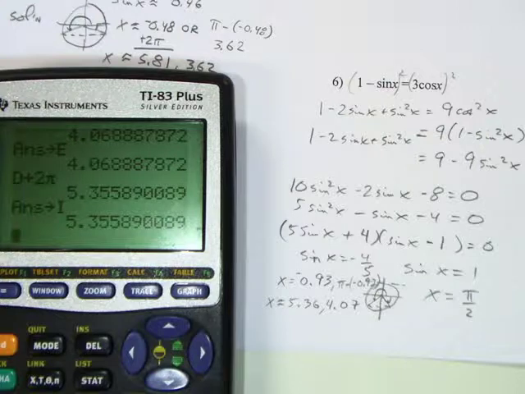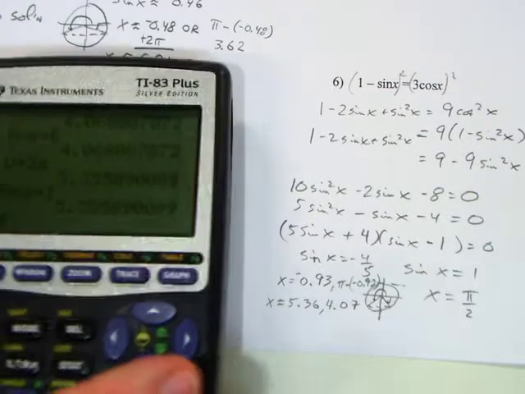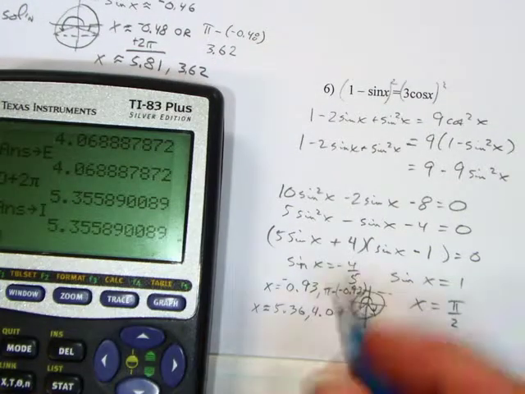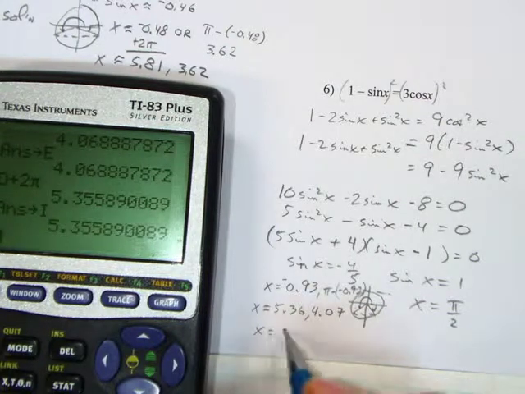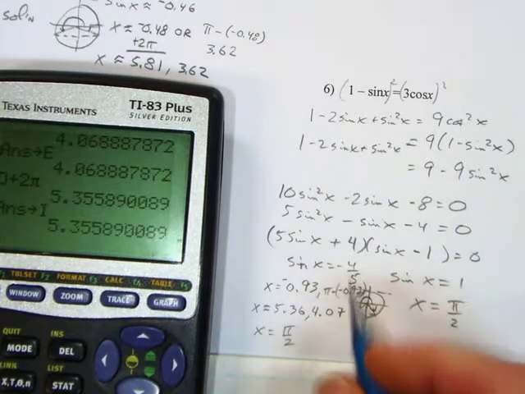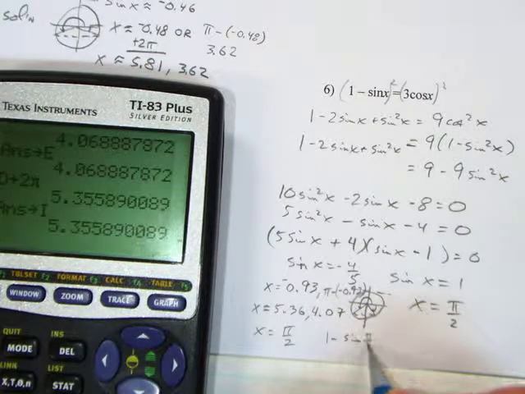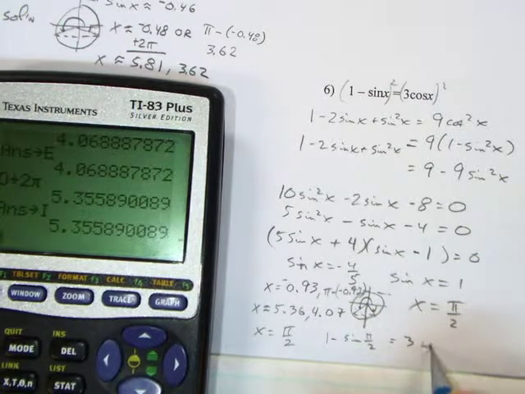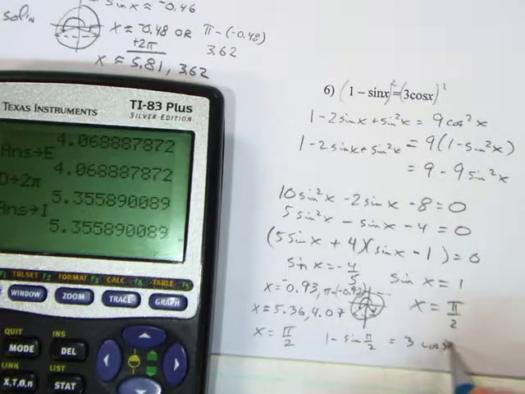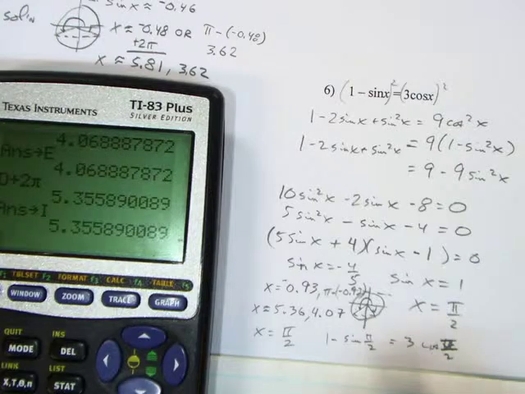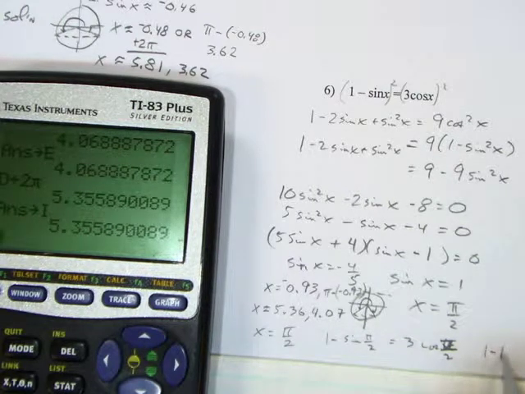That is critical for this kind of problem when we square it. So what we need to do is take x equals pi over 2 and plug it into the original one. 1 minus the sine of pi over 2. Does this equal 3 times the cosine of pi over 2? Well, that one we can do without too much work. 1 minus 1 equals 3 times 0. Yes, that checks out.